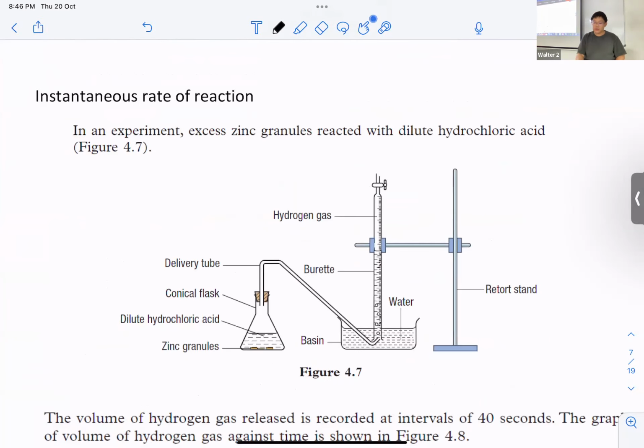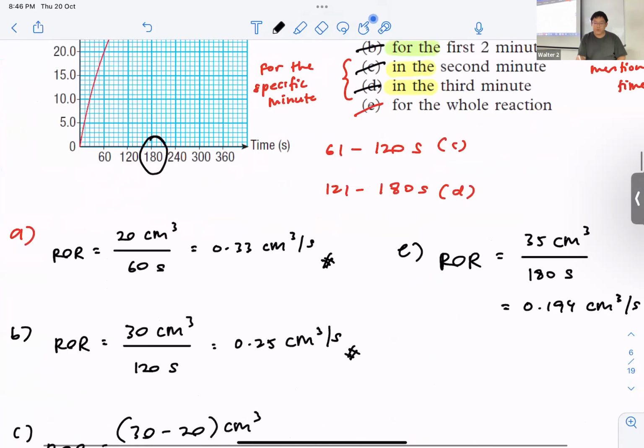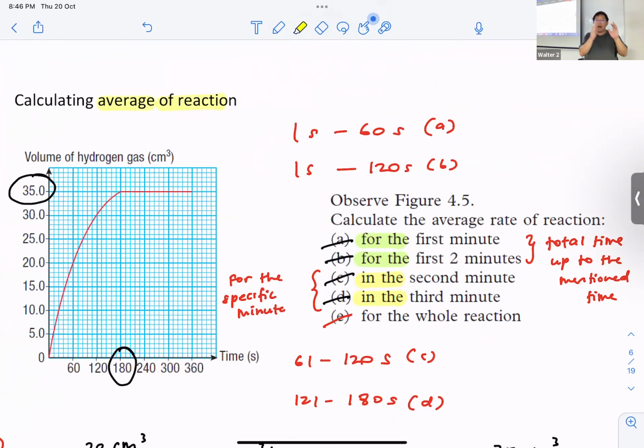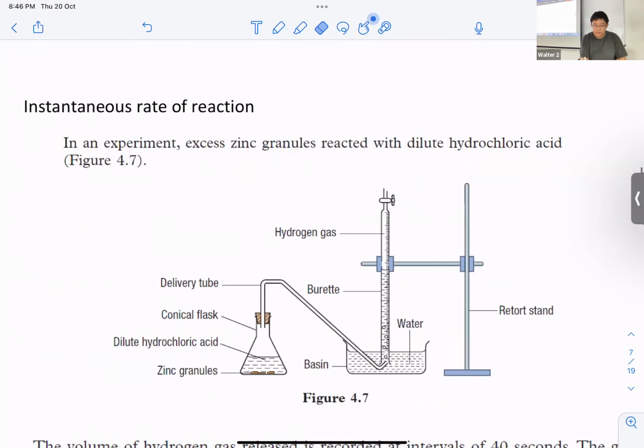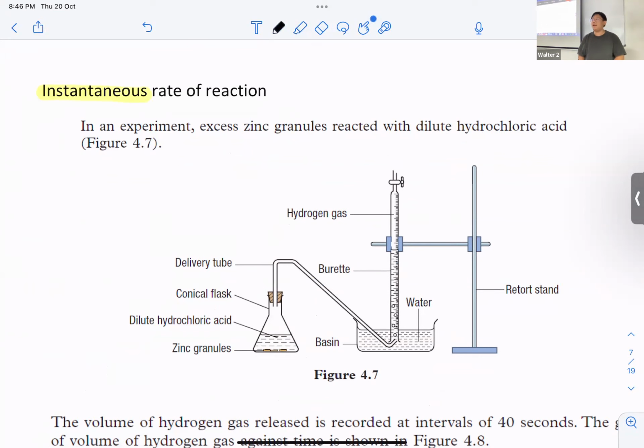So what have we done just now? All of these examples that I show you are called average rate of reaction because they take an average value for a certain time frame. The next one is called instantaneous rate of reaction, where we calculate the rate at a specific time. For example, what if I want to know what the rate of reaction is at the 167th second out of the 180 seconds? We can actually do that, all right?